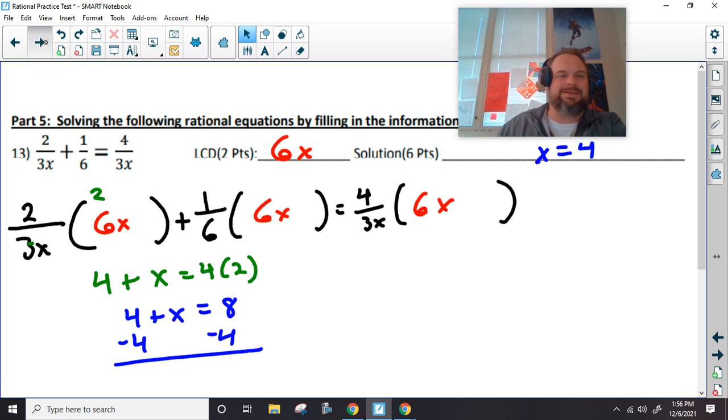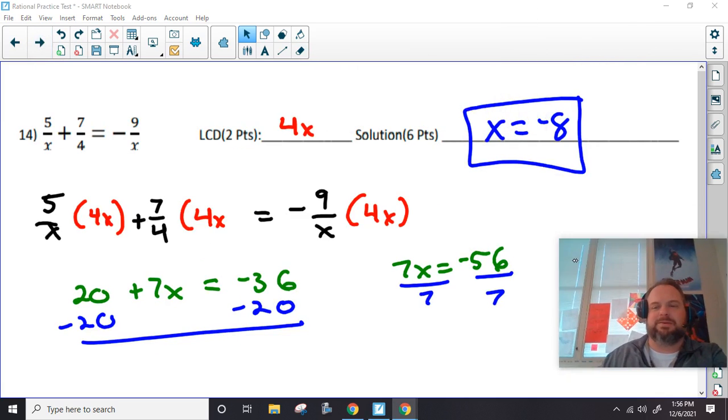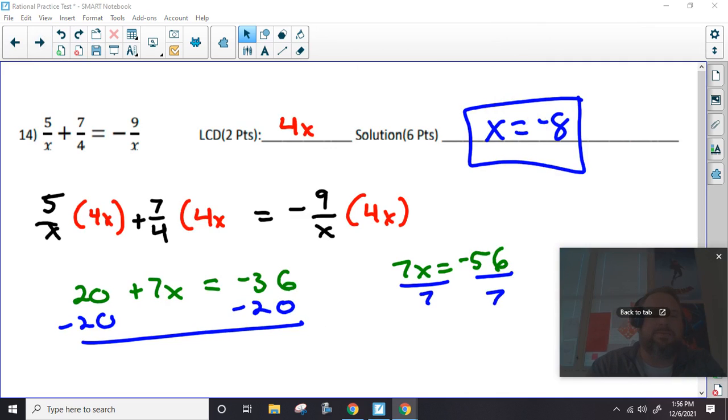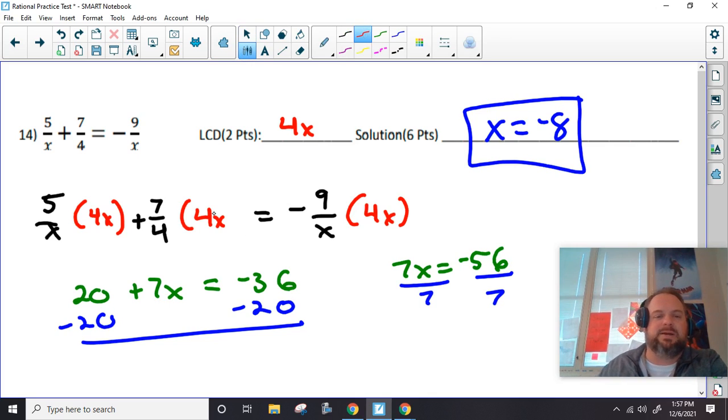All right. And then number 14. Well, I'm not going to erase all that again. I don't know why I didn't do it before. 4x, I did the same thing. This one's kind of nice because it actually cleans up really quick, really easy. I don't know why I didn't erase that last time. I guess I'm just being lazy or something. I don't know. Yeah, potato, potato.